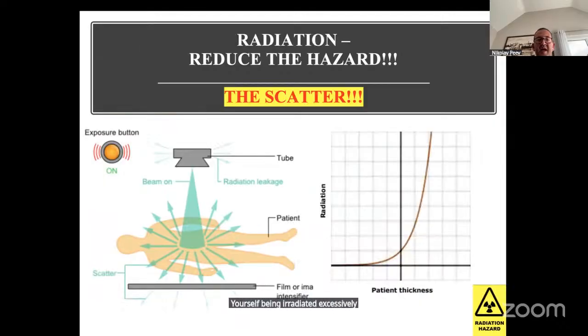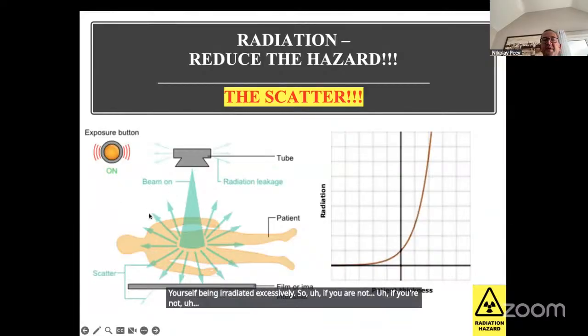So if you're not keeping your hands on the field, you're not going to get direct radiation, so you're going to get scattered. That's what you're getting from the X-ray when you're working with X-ray. You get scattered. So there are ways to minimize the scatter that you're getting.